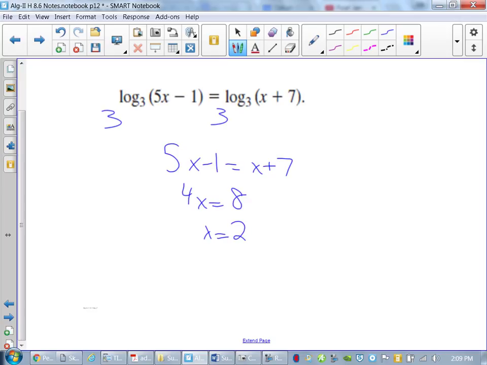Log equations, I want you guys to get in the habit of always checking your answers. With log equations, there's always the possibility that something could go wrong. Not so much with exponentials, because those are pretty straightforward. But when you're dealing with logarithms, something could happen. So real quick, what's 5 times 2? What's 10 minus 1? So you have log base 3 of 9, okay? What's 2 plus 7? Log base 3 of 9. What is the log base 3 of 9? 2. Does 2 equal 2?